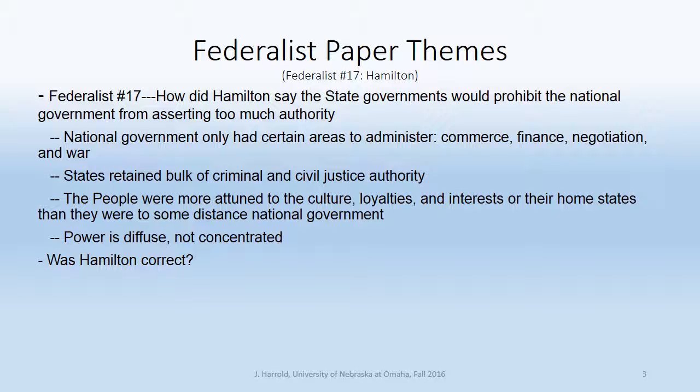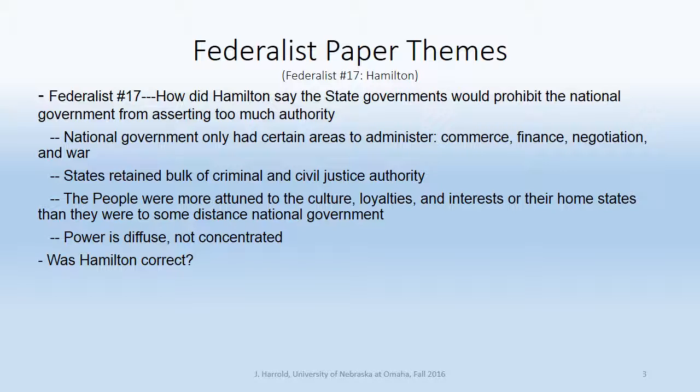And then war, meaning that even though there were state militias, the idea in the Constitution was that states wouldn't be fighting states, and that states wouldn't declare war on, say, Great Britain, and New York wasn't going to try to invade Canada on its own. So he said that the national government really only had a limited portfolio, and the states retained the bulk of authority. For example, the bulk of criminal and civil justice authority. And that the people were naturally more attuned to the cultural loyalties and interests of their home states than they were to some distant national government.